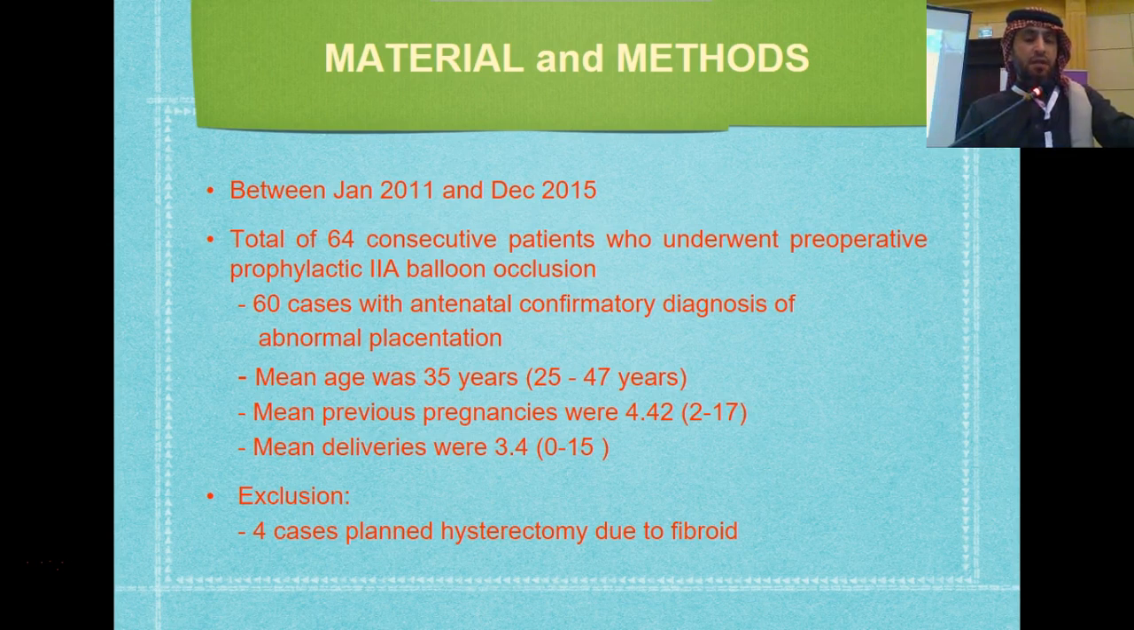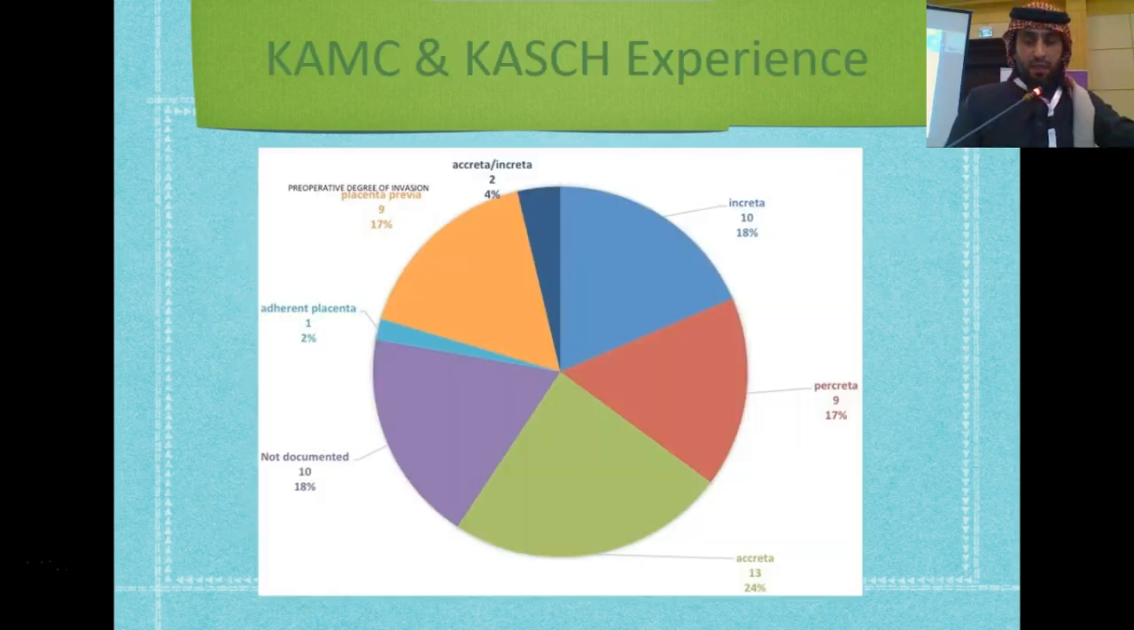Four cases anyway were planned for hysterectomy, so they were excluded. Sixty cases are the ones who had internal ballooning in the internal iliac artery, with a mean age of 35, with multiparity and previous deliveries as a risk of abnormal placentation. So this indicates that most of our cases are abnormal placentation, either percreta or accreta, and there is also an increasing incidence of previa with these types of patients.